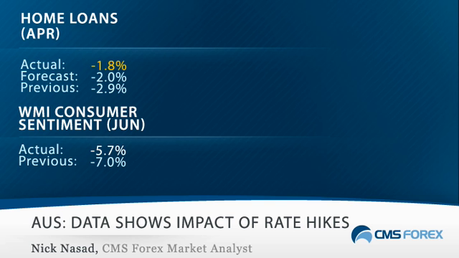Taking a look at a couple of pieces of data from Australia, we see that home loans in the month of April were down 1.8%, which followed a decline of 2.9% in March. Also, the Westpac-MI consumer sentiment for June fell 5.7% following a 7% decline in May. So this shows the impact that the recent interest rate hikes by the RBA have on the Australian economy, as mortgage rates are now higher, so that's reducing the demand for new home loans, but also it's filtering down into some weaker consumer sentiment.